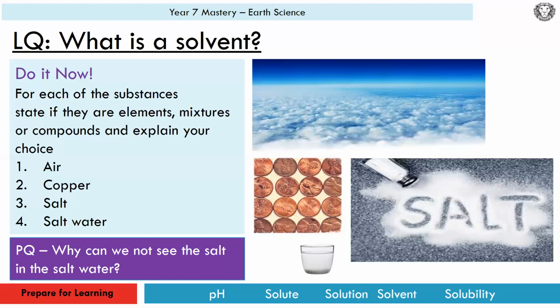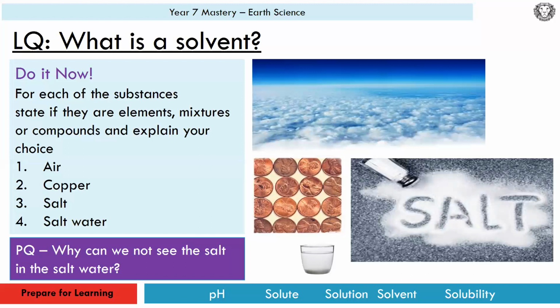Salt water is a mixture. It's a mixture of a compound and another compound, so two different compounds. Water being hydrogen and oxygen, so H2O. And once again, salt being sodium chloride, which is sodium and chlorine put together. However, the salt and the water are not chemically bonded, and therefore it's a mixture.